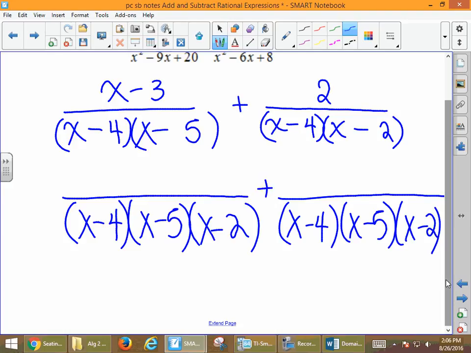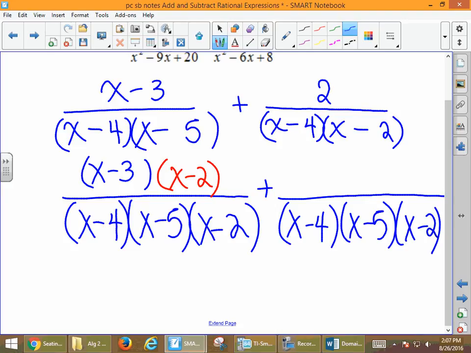And now what we need to do is figure out what wasn't in the denominator that's in there now. So we have an x minus 4 in our denominator, and an x minus 5 in the denominator, and now we have an x minus 2 in the denominator. So since we have that now in the denominator, we need to put it in the numerator also. Don't forget that we have an x minus 3.